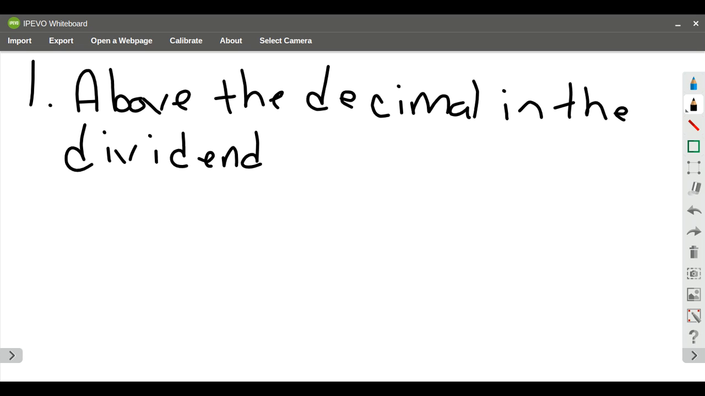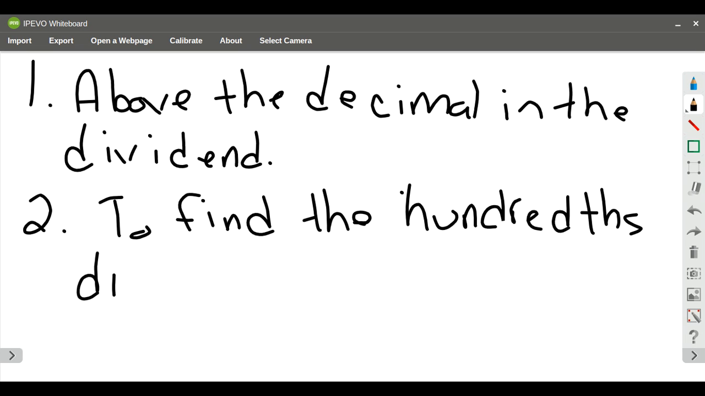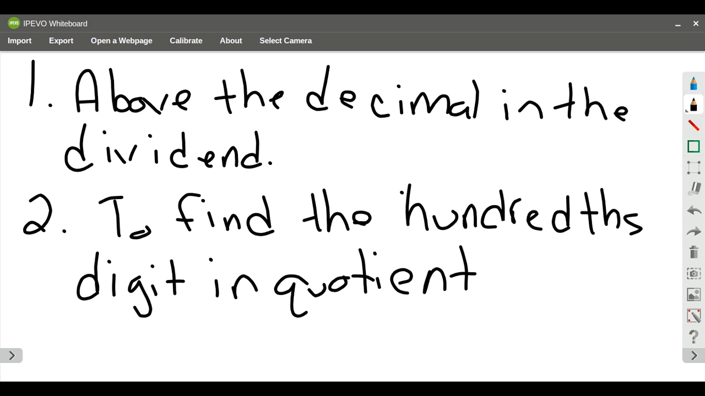Okay. And number 2, it says in the example on the previous page, why was a 0 annexed in the dividend? So we added that 0 as we went to find the answer of 2 and 95 hundredths. We added that 0 to find the hundredths digit. So we're looking for the value of the hundredths digit in the quotient. I can keep adding zeros. I can add as many zeros as I want to finish out the decimal problem, whether it's going to be a repeating or a terminating decimal. Okay, let's take a look at number 3.